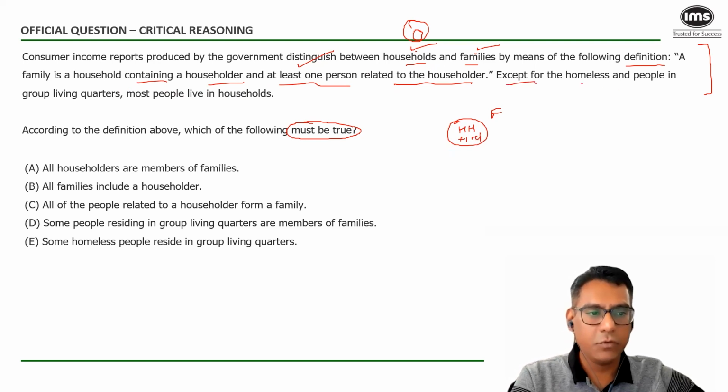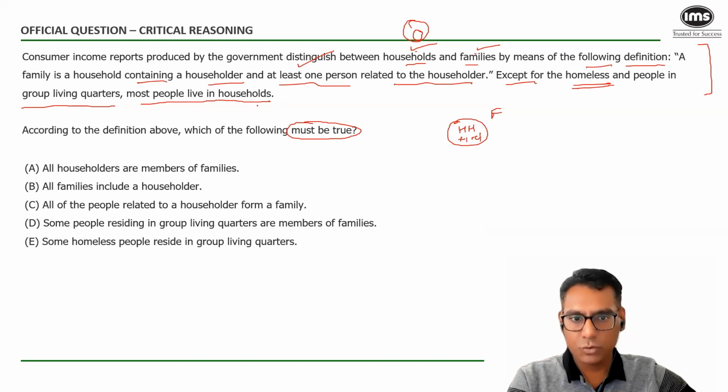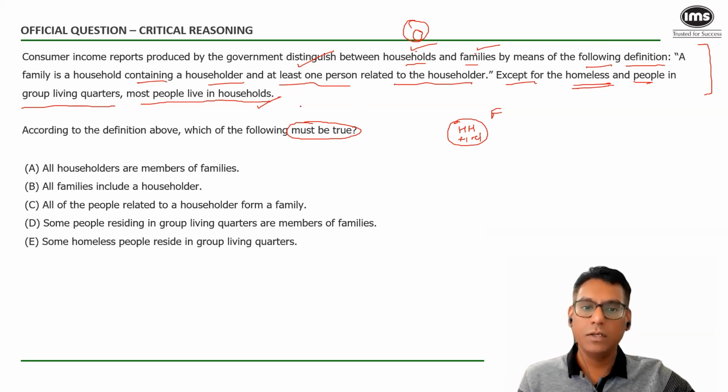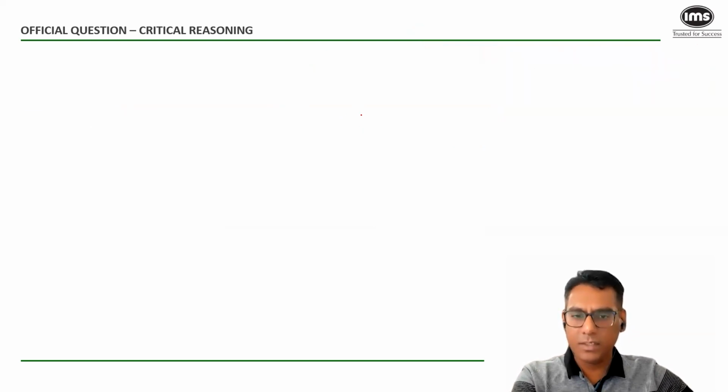Except for the homeless and people in group living quarters. So there are two types of people. Most people live in households. That means homeless people do not live in households, and people in group living quarters also do not live in households. So these are two, three different pieces of information, and we are supposed to say something that must necessarily be true on the basis of this. Let's organize this information a little before we jump into any inference.